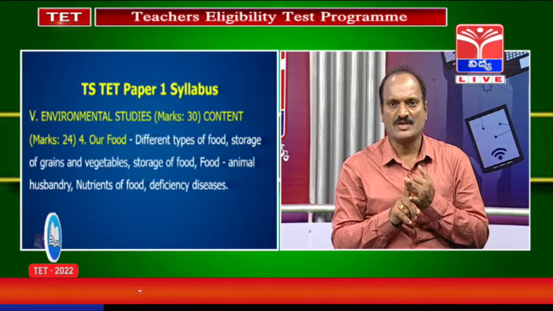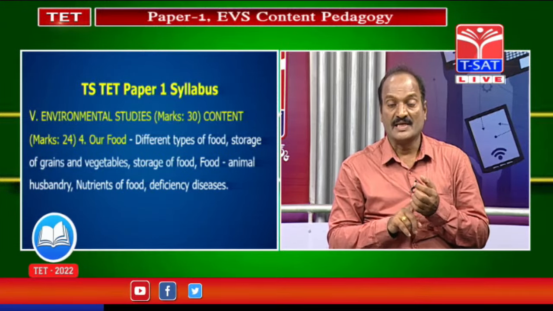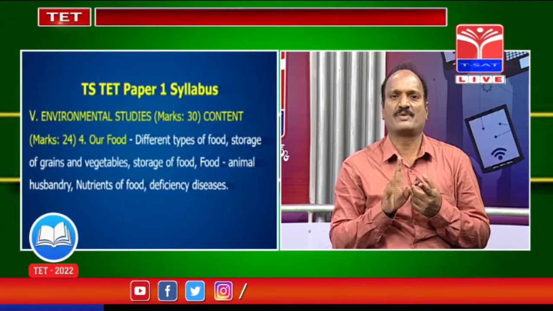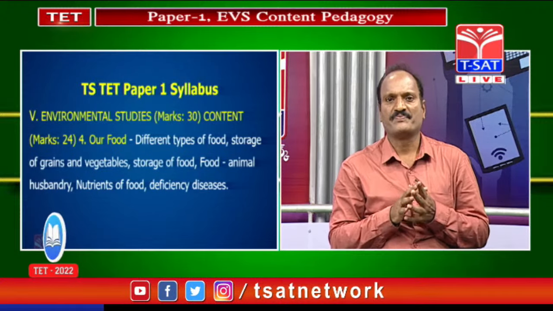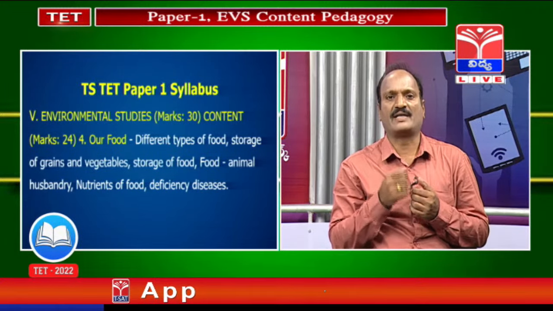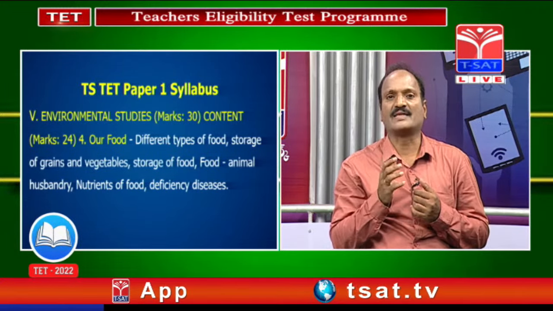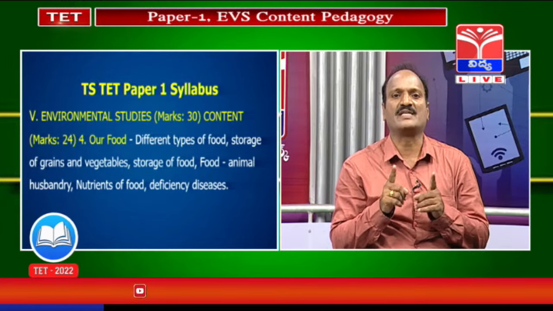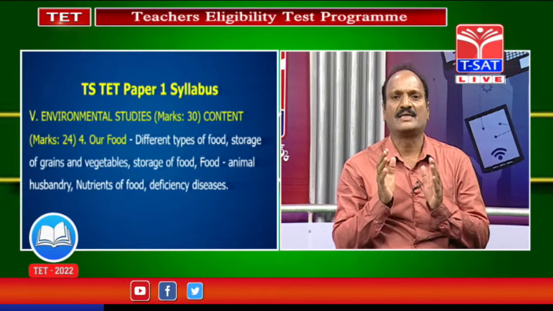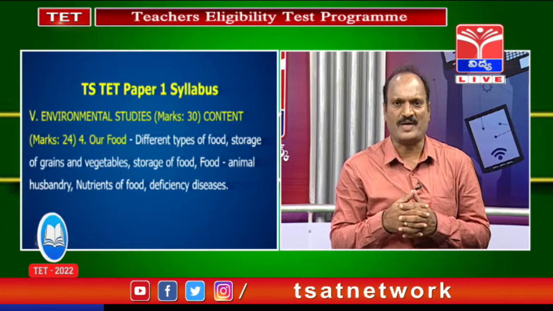In the 7th class, the food components chapter is there. In the 8th class, food production from plants and food production from animals. In the 9th class also, the challenges in the field of agricultural production. In the 10th class, nutrition is the first chapter. So this food chapter is very important for TET aspirants in the EVS part.